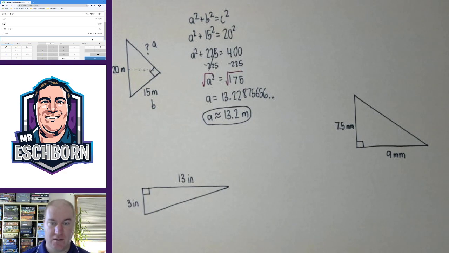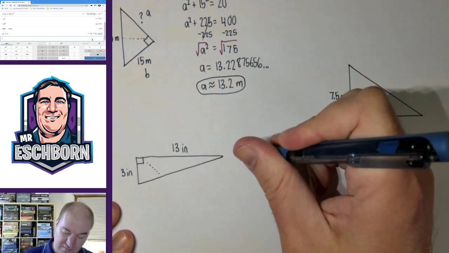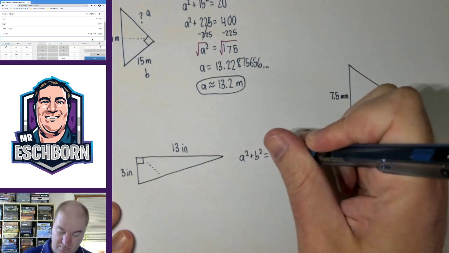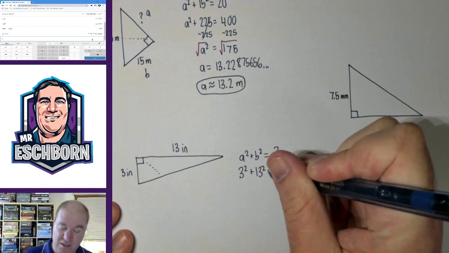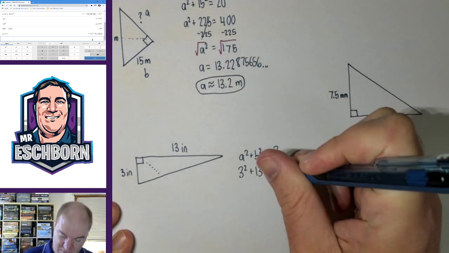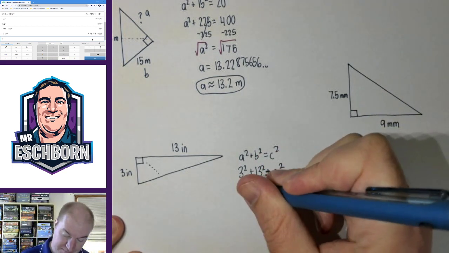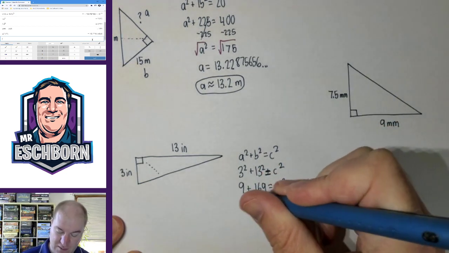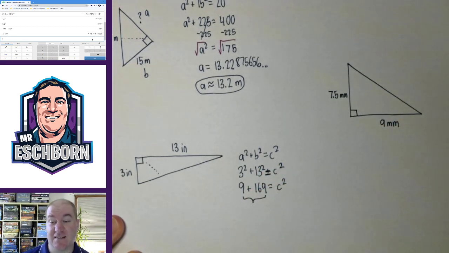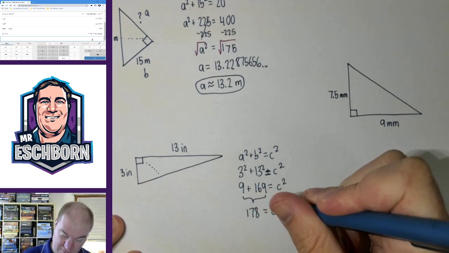All right, the next one. Looks like in this one we are missing C. So I'm going to plug in 3 for A and 13 for B, and I don't know C. Oops, that should be an equal sign. 3 squared is 9. 13 squared is 169, which is equal to C squared. Now those two say to add them, and I can add them because I know what 169 plus 9 is. It's 178, which is equal to C squared.